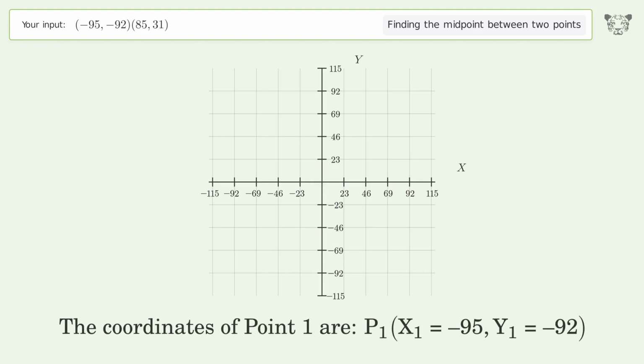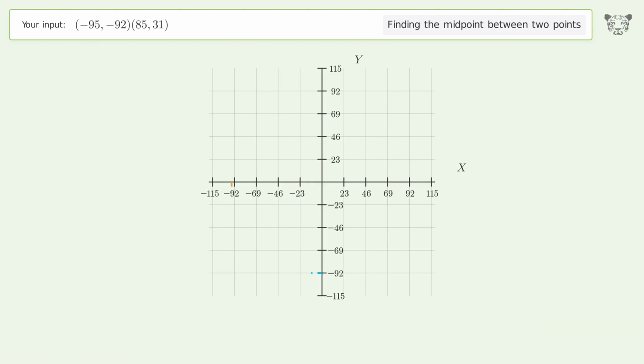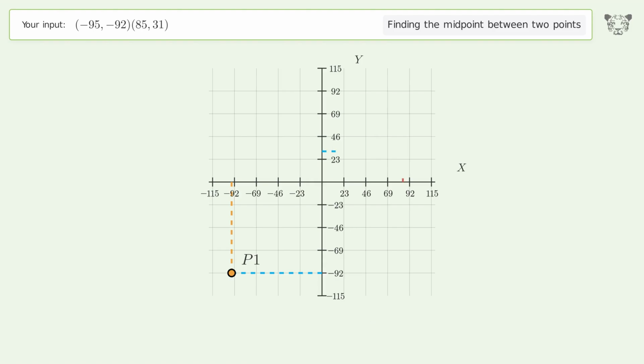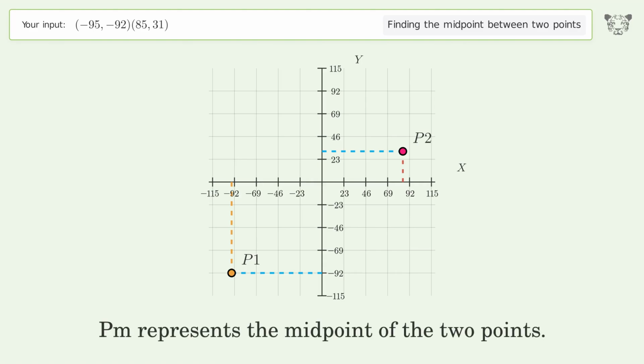The coordinates of point 1 are, x1 equals -95, y1 equals -92. The coordinates of point 2 are, x2 equals 85, y2 equals 31. PM represents the midpoint of the 2 points.